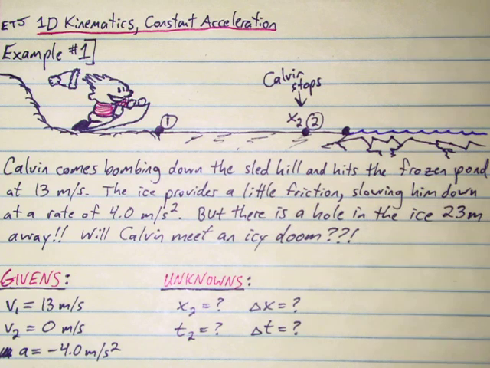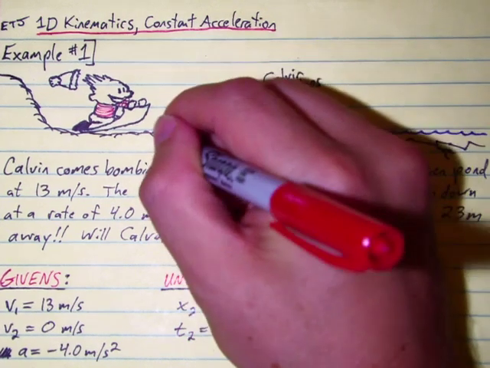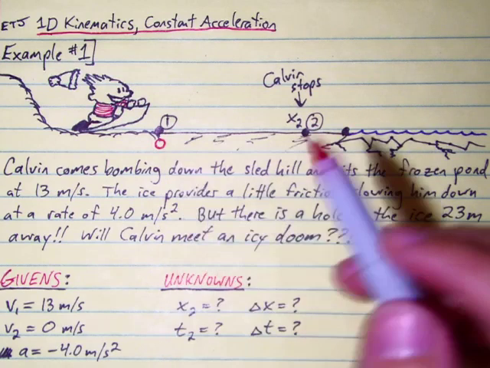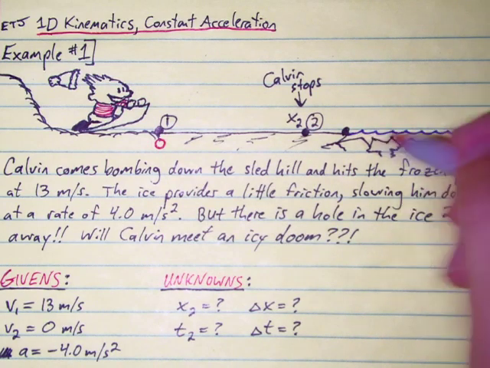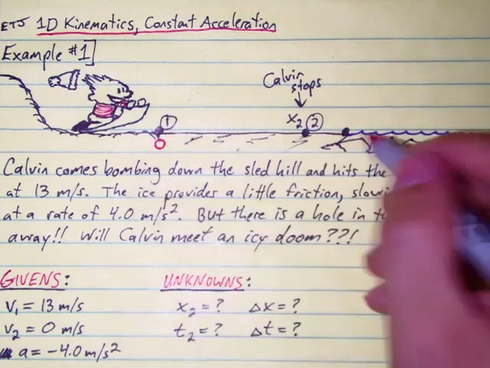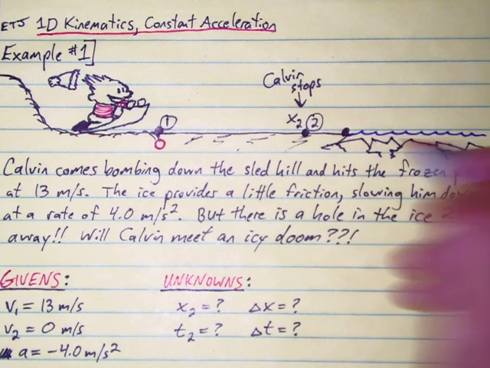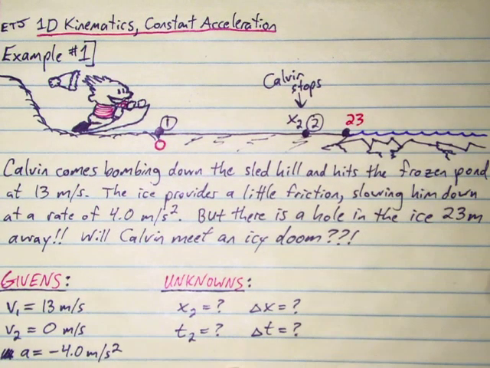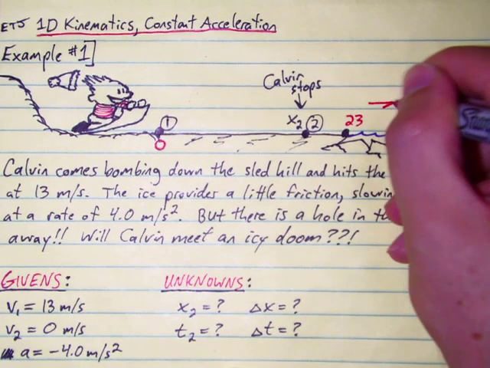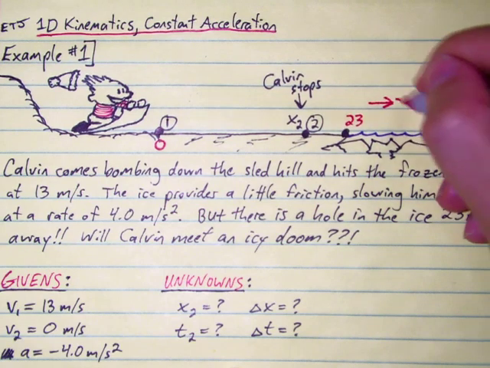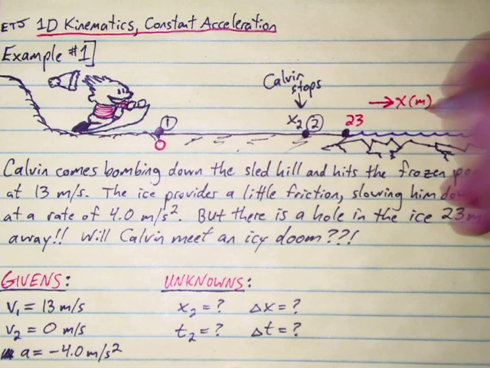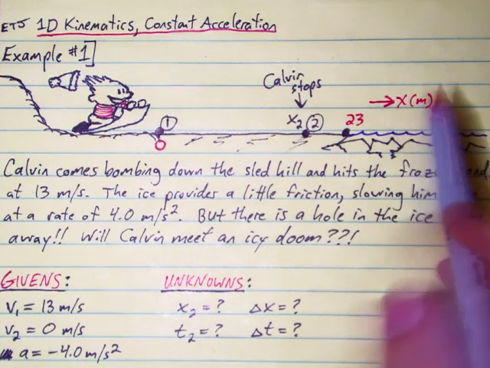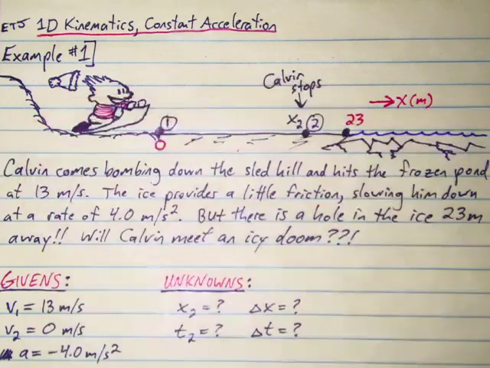For a reference point, we must have a reference point, we'll choose position 1, event 1, when he hits the ice, to be our reference point. So that'll be x equals 0 right there. And we know that when the ice breaks apart, that is a position of 23 meters. So clearly, I'm saying that this direction is the positive x direction. Always key to decide and to draw on your picture which direction is going to be positive.